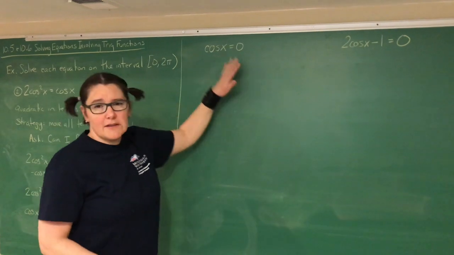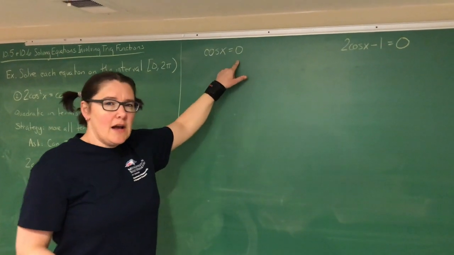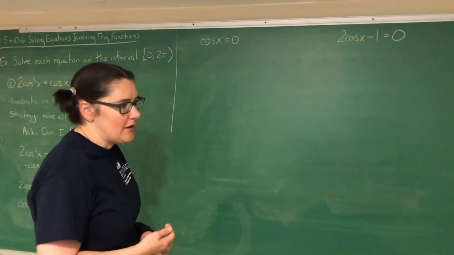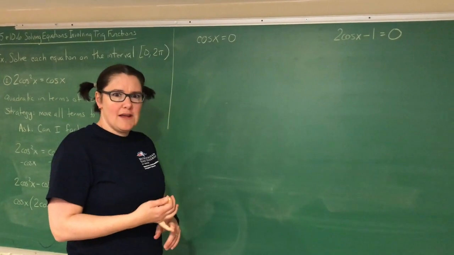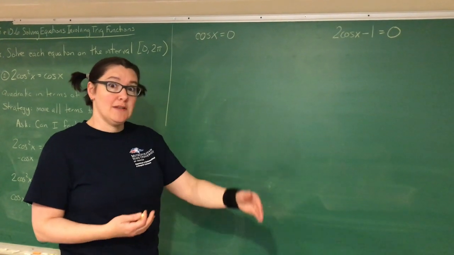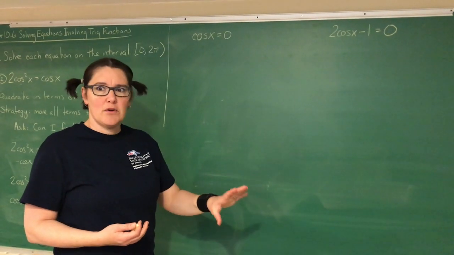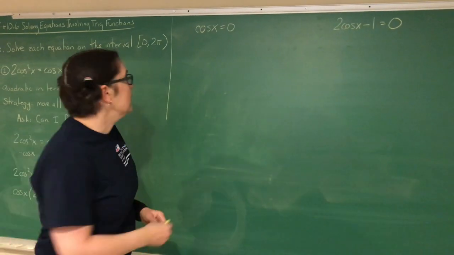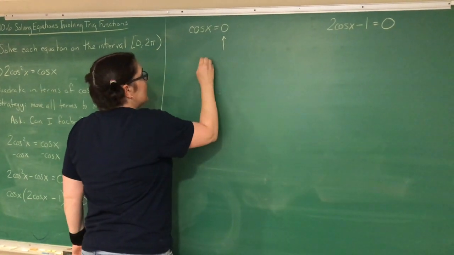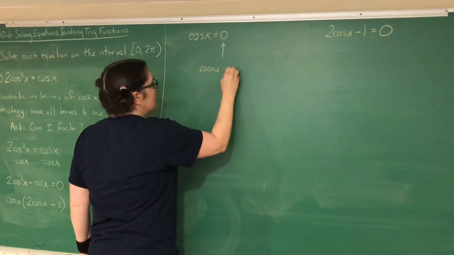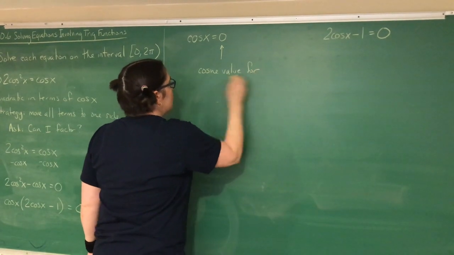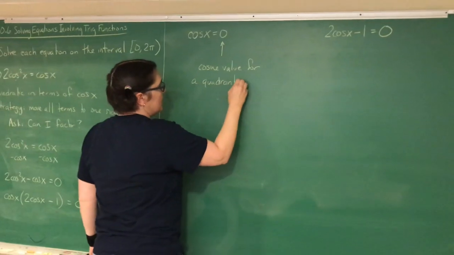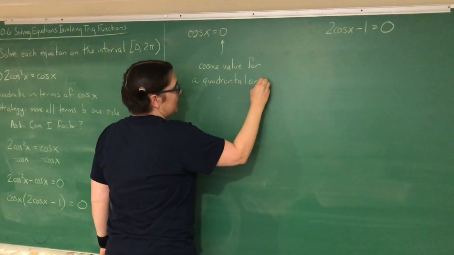So when I look at this, that 0 on the right side, I know something about trig values. And one of the things that I know about trig values is that when you have cosine of an angle or sine of an angle and that value is equal to 0, the only time where sine and cosine is equal to 0 is when you're talking about one of the quadrantal angles. So this is a cosine value for a quadrantal angle, meaning one of those angles that shows up on one of the axes.